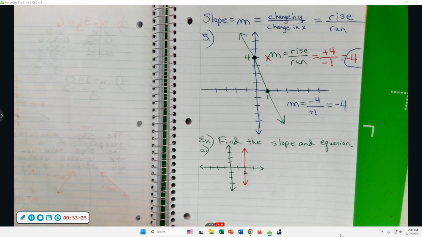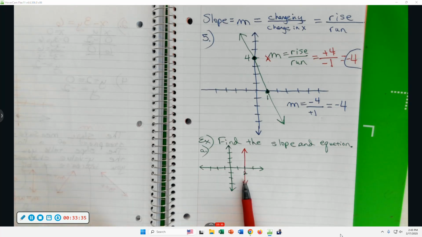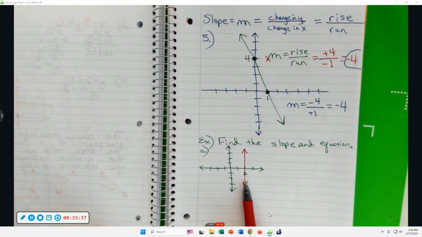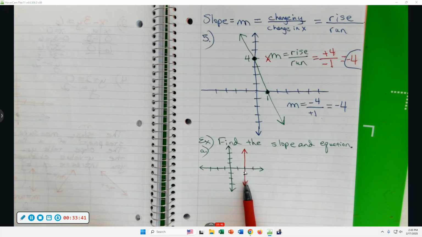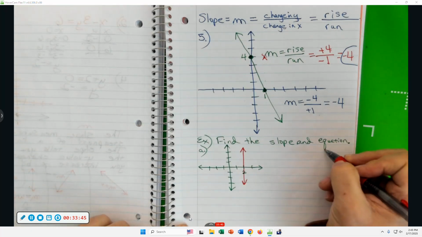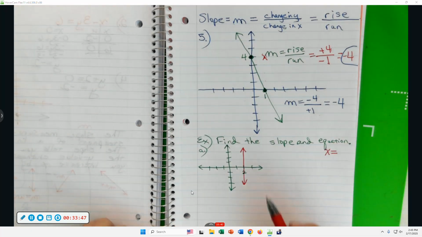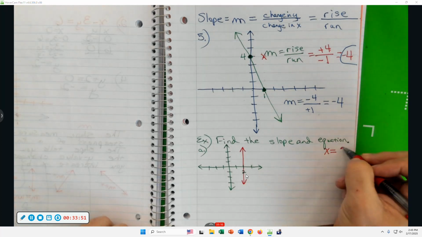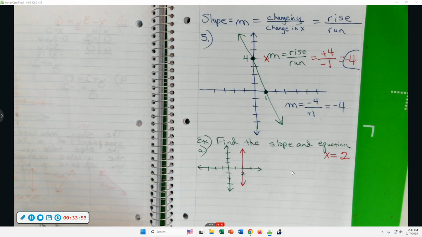The equation, okay, it's vertical. What letter appears in the equation of a vertical line? I'll give you a hint. It's either X or Y. A vertical line, what letter appears in its equation? It's passing through the x-axis. So x equals, where does it pass through the x-axis? 2. So there's the equation.